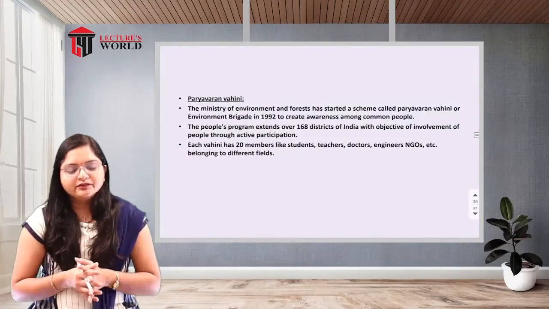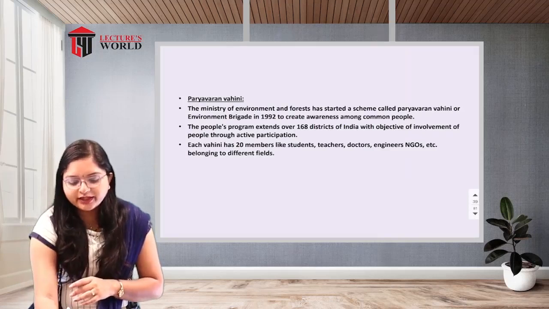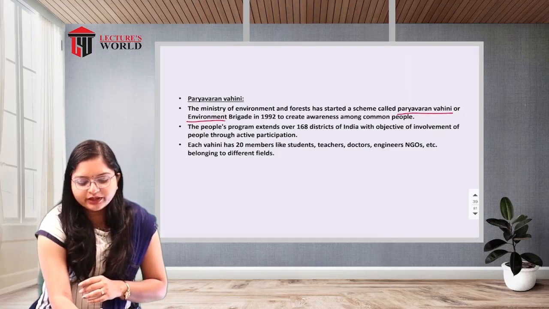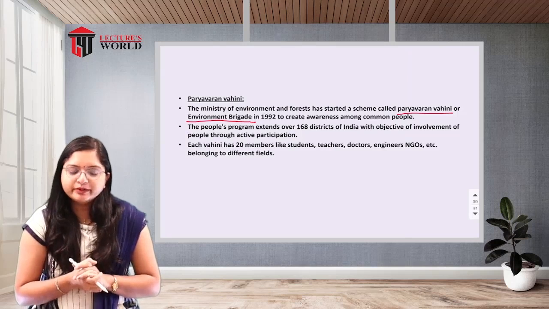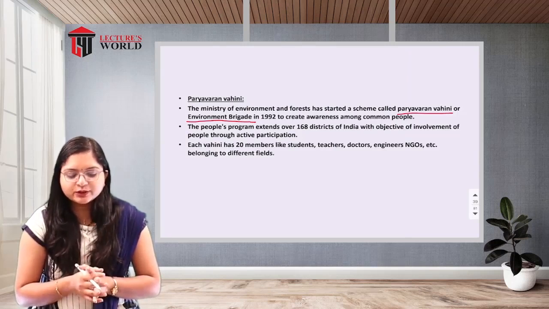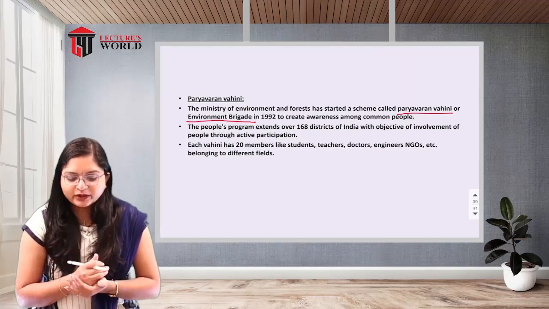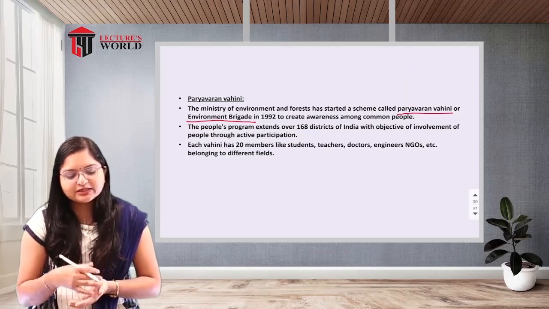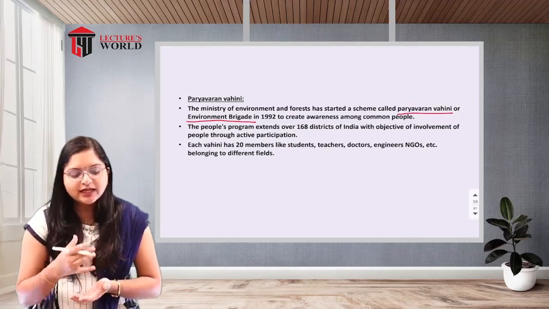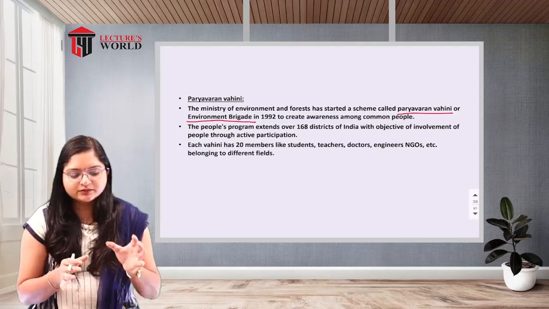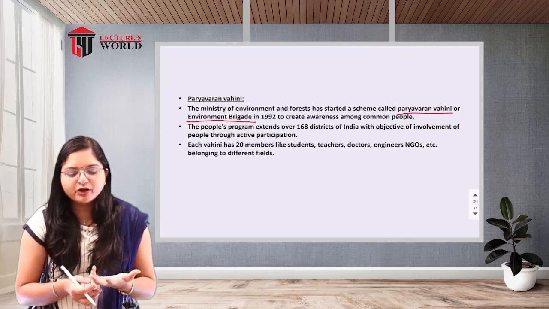Then comes Paryavaran Vahini. The Ministry of Environment and Forest started a scheme called Paryavaran Vahini, or Environment Brigade, in 1992 to create awareness among common people. The People's Program extends over 168 districts of India, with the objective of involving people through active participation. Each Vahini has 20 members, like students, teachers, doctors, engineers, NGOs, etc., belonging to different fields.